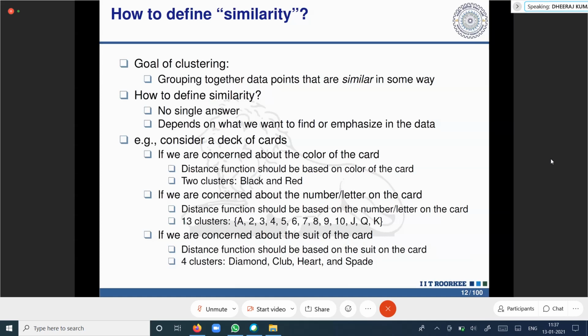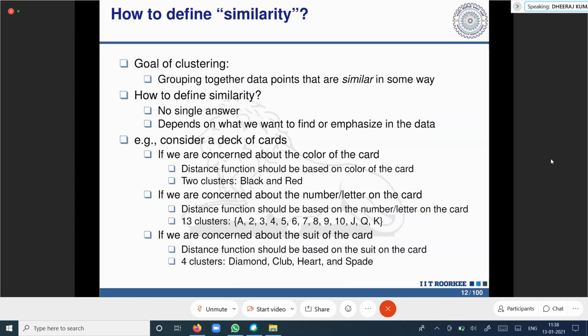For example, let's say you have a deck of cards which has 52 cards in it. If our application is for, let's say, color detection, and we are more concerned about the color of the card, then the similarity or distance between 2 cards should be based on the color. Then we get 2 clusters in that data, black cards and red cards. But if our application is more concerned about the number or letter on the card, then there will be 13 clusters. So it would be A, 2, 3, 4, 5 till 10, J, Q, K.